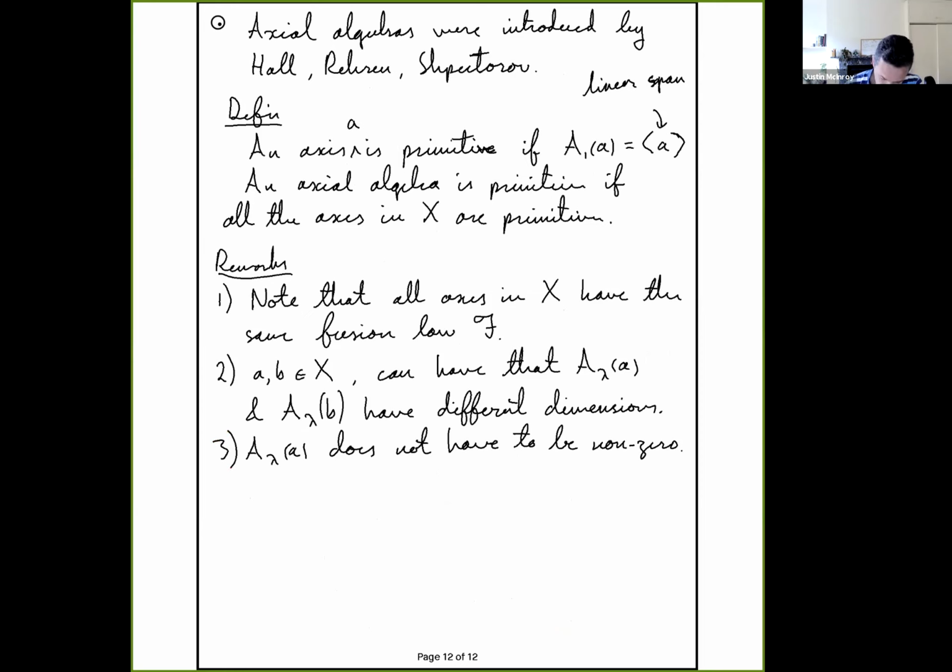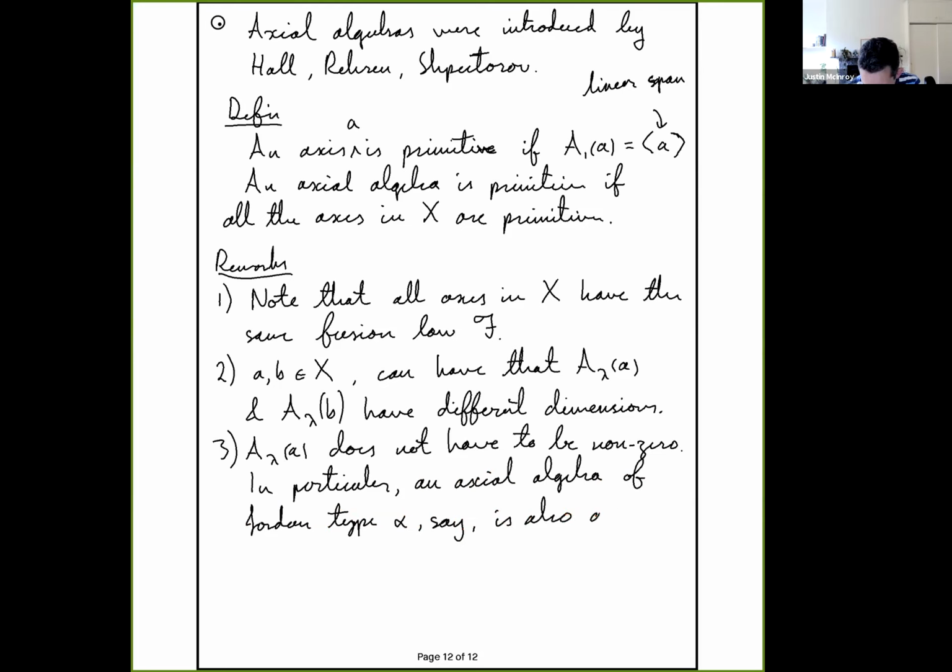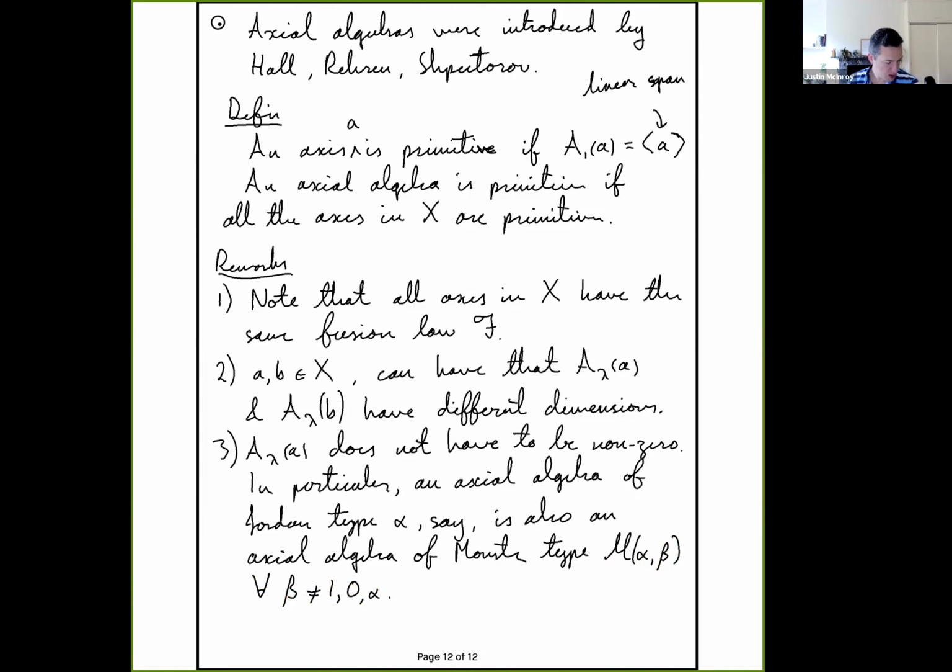So maybe this is my third point here. This does not have to be non-zero. In particular, an axial algebra of Jordan type alpha, say, is also an axial algebra of monster type alpha beta, yes, my alphas match up, for all beta, and I'm going to have that beta doesn't equal 1, 0 and alpha.